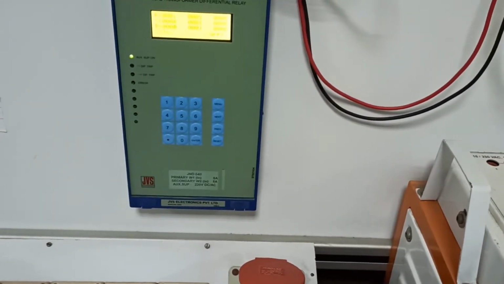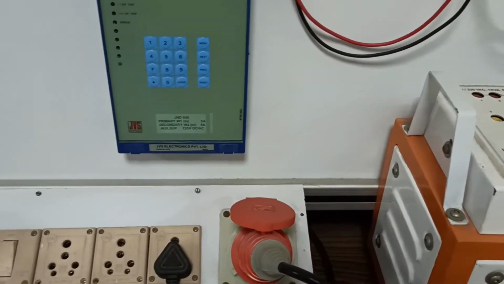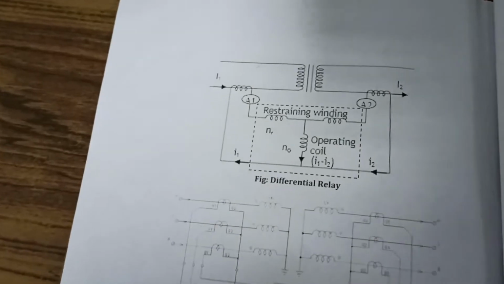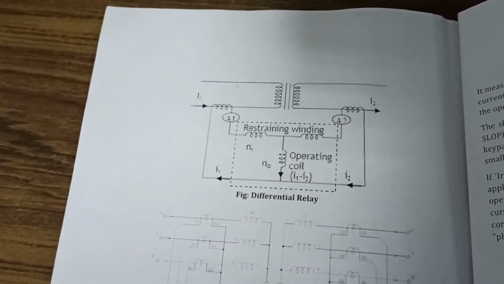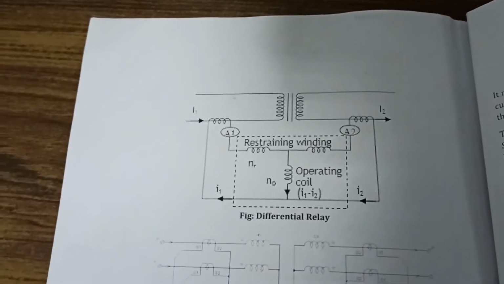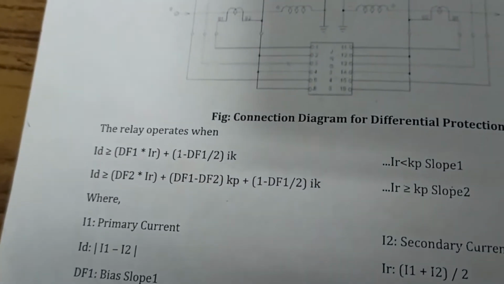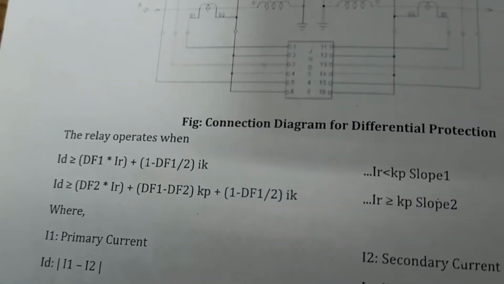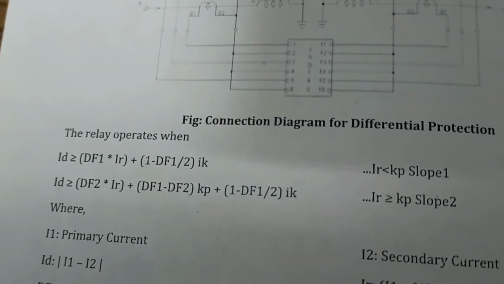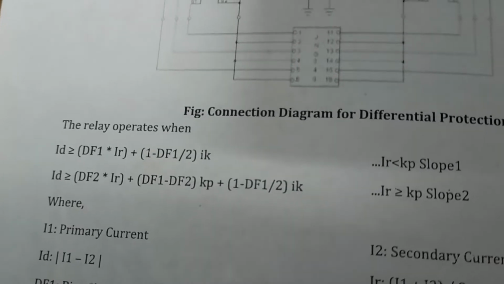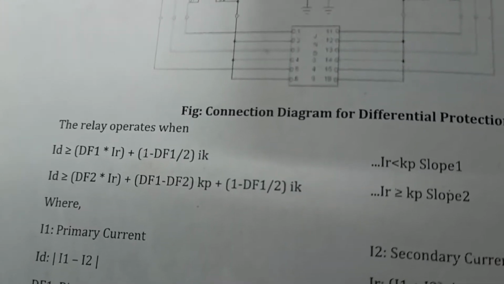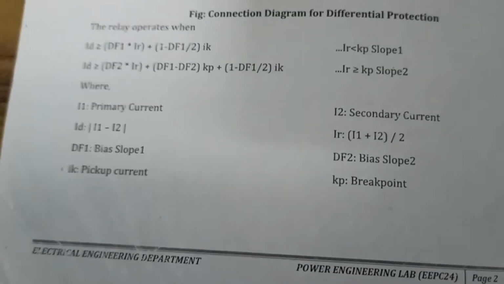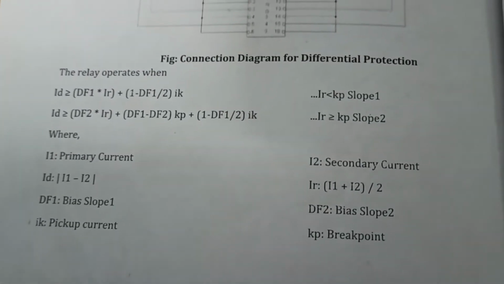Now if you see your manual, this is your manual. This is the diagram for the relay connection. This relay is working in two modes, depending upon the differential current ID. These are the relationships for ID. Two types of operations are there. If ID is greater than df1 into IR plus (1 minus df1 by 2) into IK. These are the nomenclature of this particular equation.